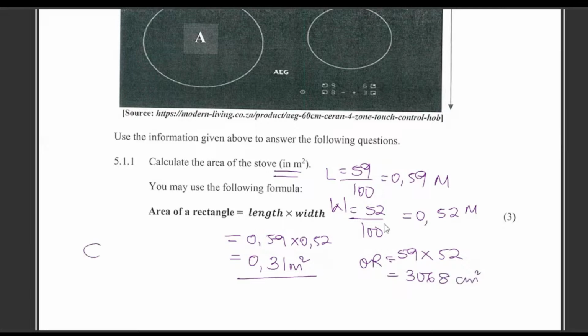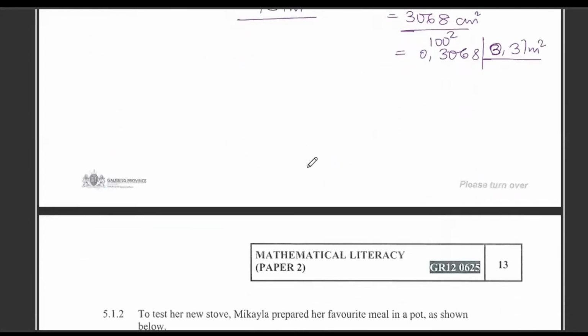But in your head, you know very well that centimeters to meters we divide by 100. By now, because centimeter squared to meter squared, we shall divide by 100 squared, which is approximately 10,000. So divide by 100 squared, you get the answer as 0.3068. But remember, we round off to 2 decimal places. So it's 0.31 meters what? Squared. Okay.